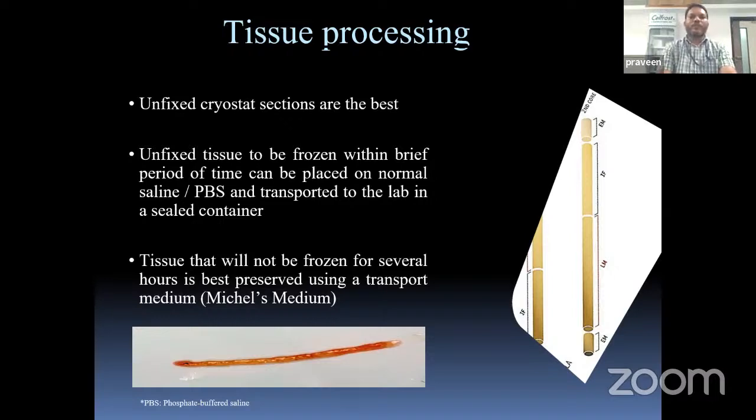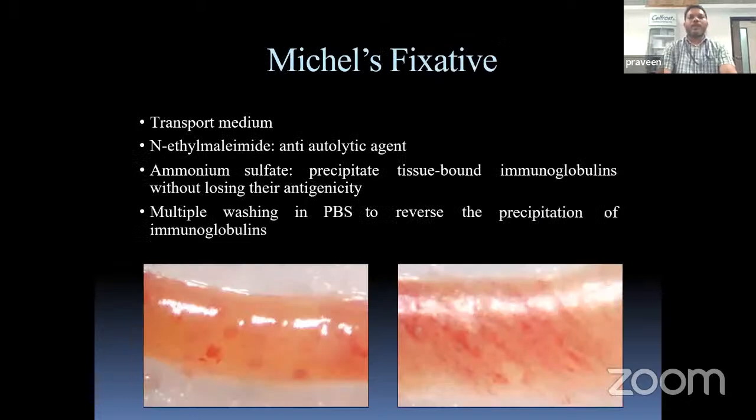If we do not have the facility to cut a frozen section, we have to keep that renal biopsy in a transporting media known as Michel media. Michel fixative is used as a transporting media, which contains ethylamide, an anti-autolytic agent that prevents autolysis in the tissue. Ammonium sulfate precipitates tissue-bound immunoglobulins without losing their antigenicity. Multiple washes in PBS, phosphate buffered saline, reverse the precipitation of immunoglobulins.